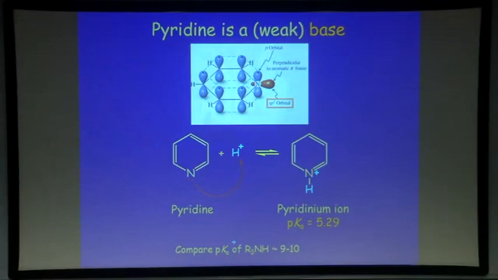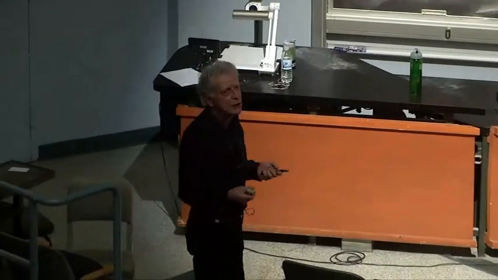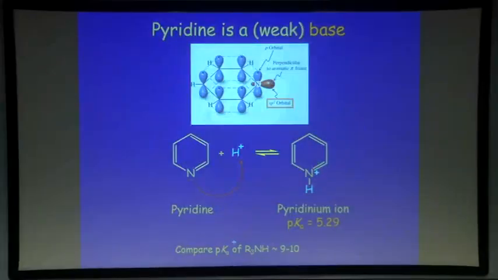So the question now is, since this is a nitrogen with a lone pair, is this thing basic? And the answer is, yeah, it's basic, but nowhere near as basic as a normal amine. And the reason is simply, it's an sp2 hybridized nitrogen. It's got nothing to do with aromaticity. It's almost the same as an imine, or related to an imine basicity.